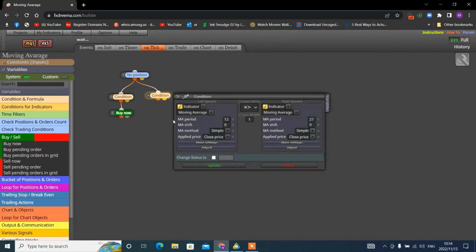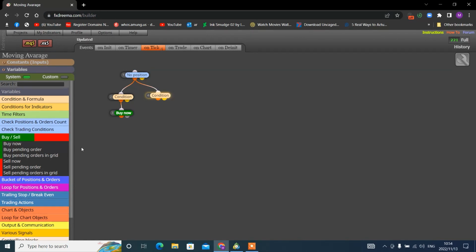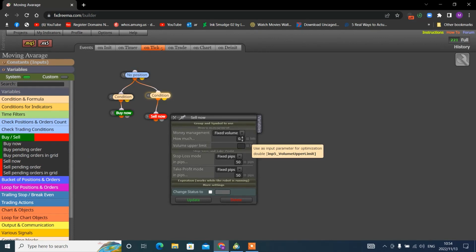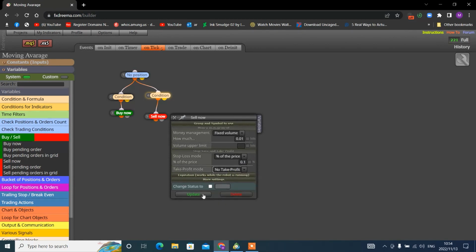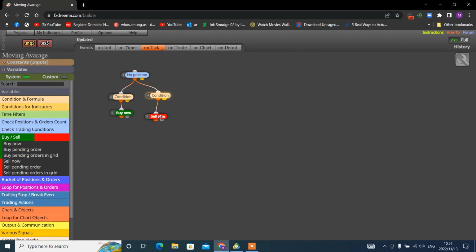Then we can copy this, and then we make our sell condition, because it's just vice versa. Then we come here, we'll say when it crosses to below, we are going to sell. Then our lot size we set 0.001, and then the stop loss we set percentage of the price, we said 0.1, and no take profit. Then our closing condition, let's use a trailing stop.